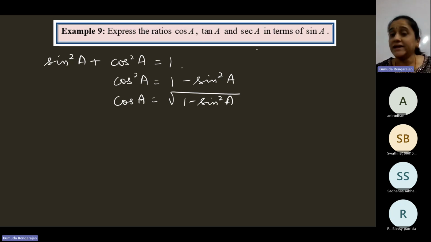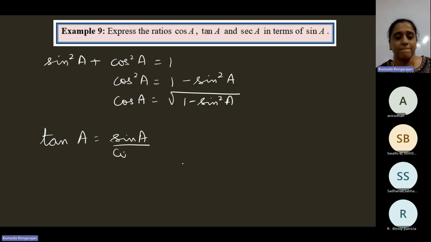Next, we have to write tan in terms of sin. So we can write tan A is equal to sin A by cos A. This is true, no? You can write anything that is true. It can be an identity or some relation between the ratios. Here this is a relation between tan, sin and cos. Tan A is equal to sin A by cos A.